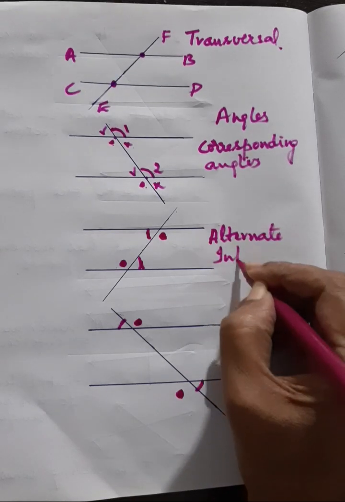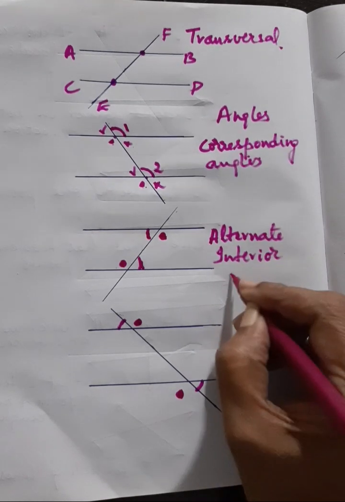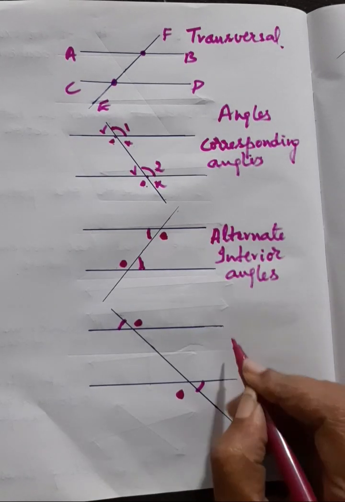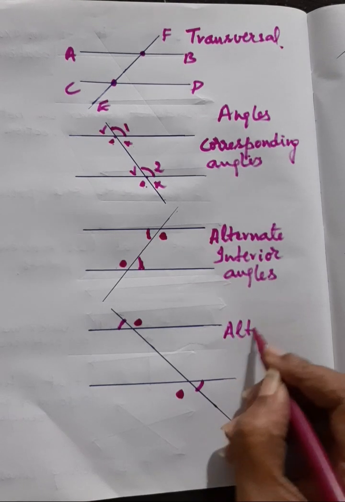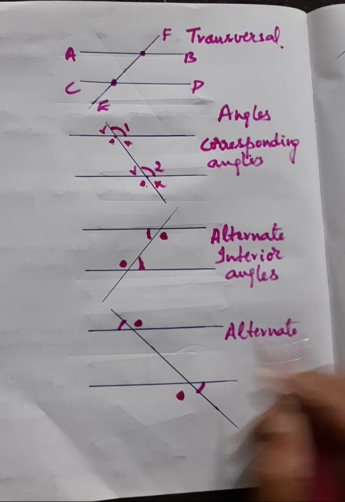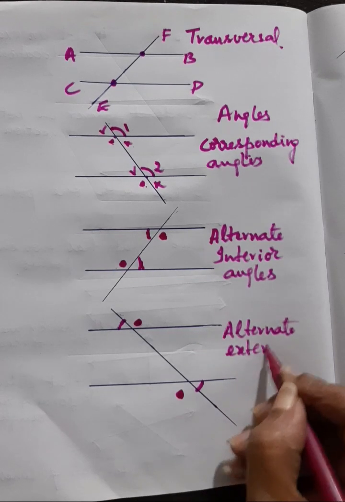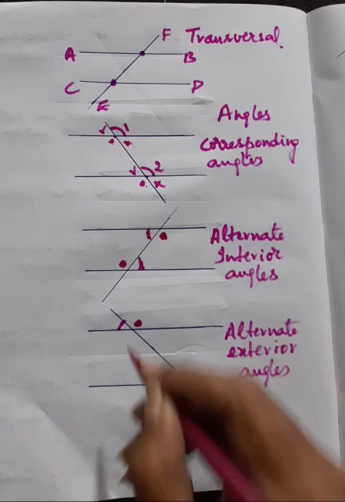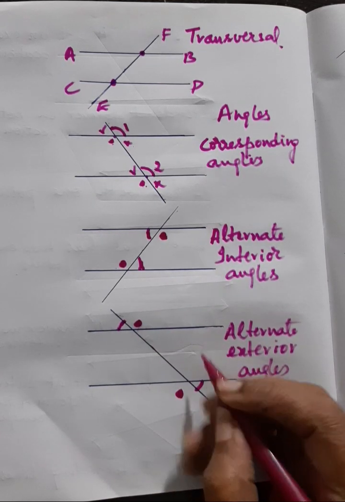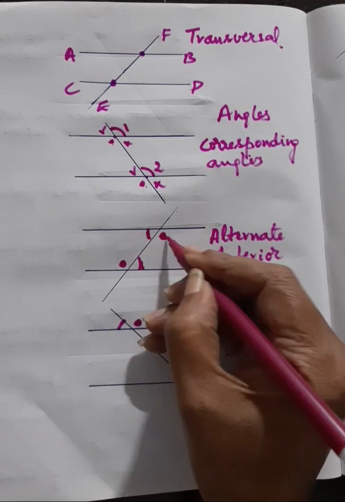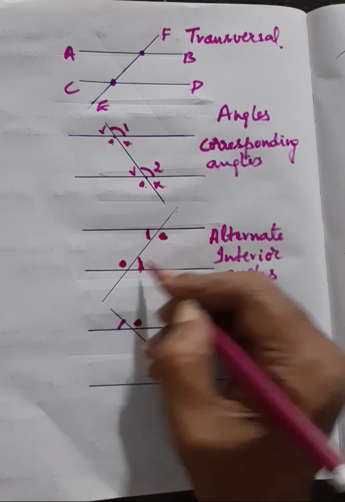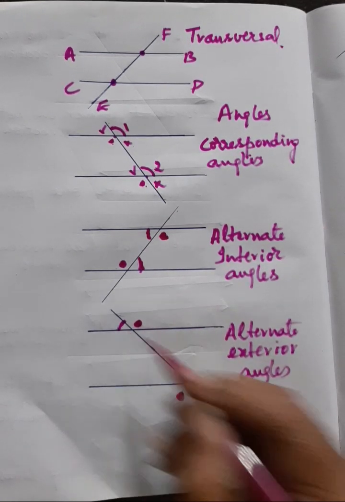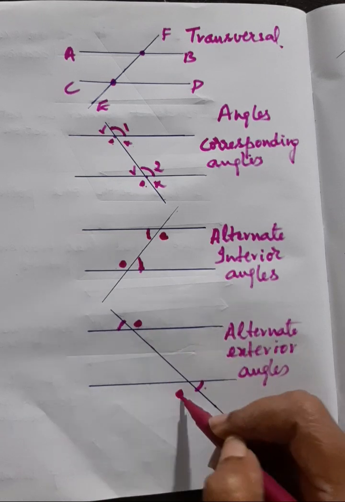Alternate interior angles, because they are on the inner side, and this one is alternate exterior angles, meaning outside. Understood? So here, this and this angle, and this, are two pairs of alternate interior angles. Here are two pairs of alternate exterior angles.